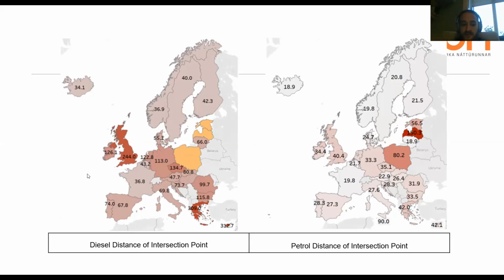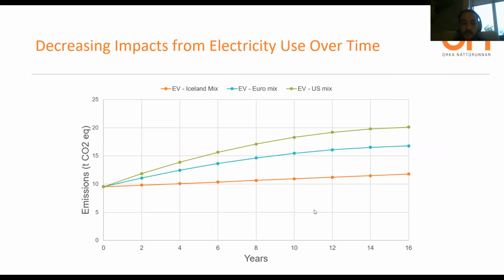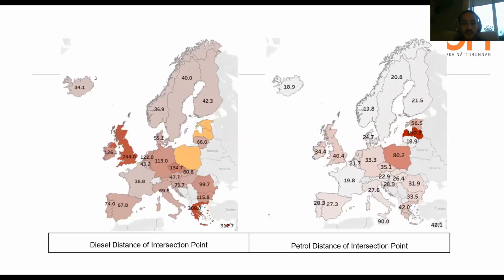And so the diesel case is probably the more interesting one, because that's the one where you can imagine the EVs get into more range of potentially not being more environmentally friendly. And you can see here that in the diesel case, on average it would take 34,000 kilometers for an EV to break even within Iceland.